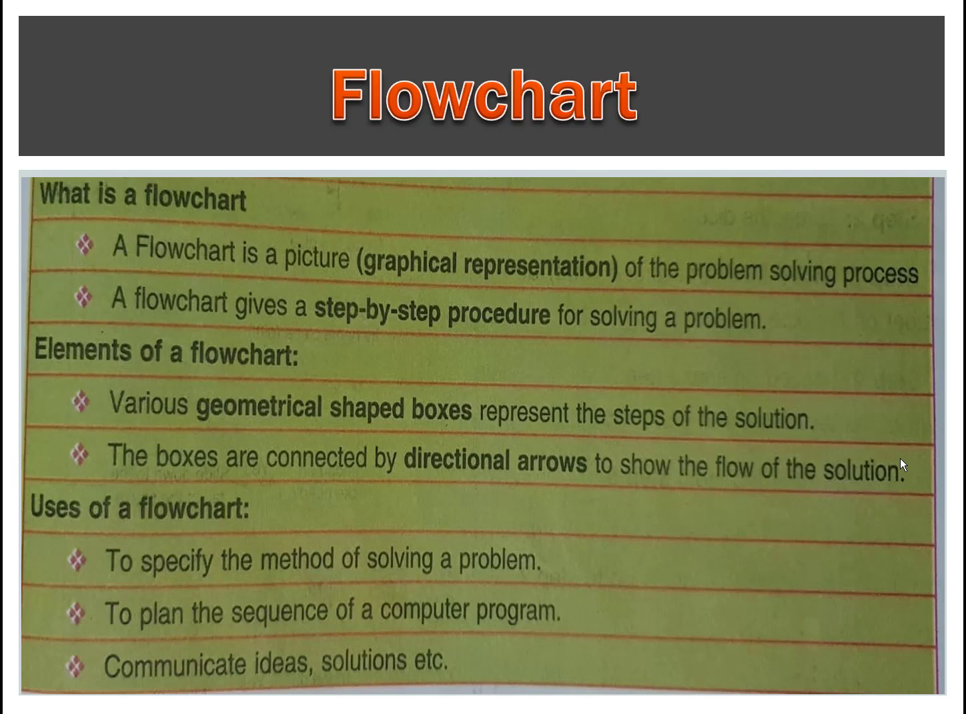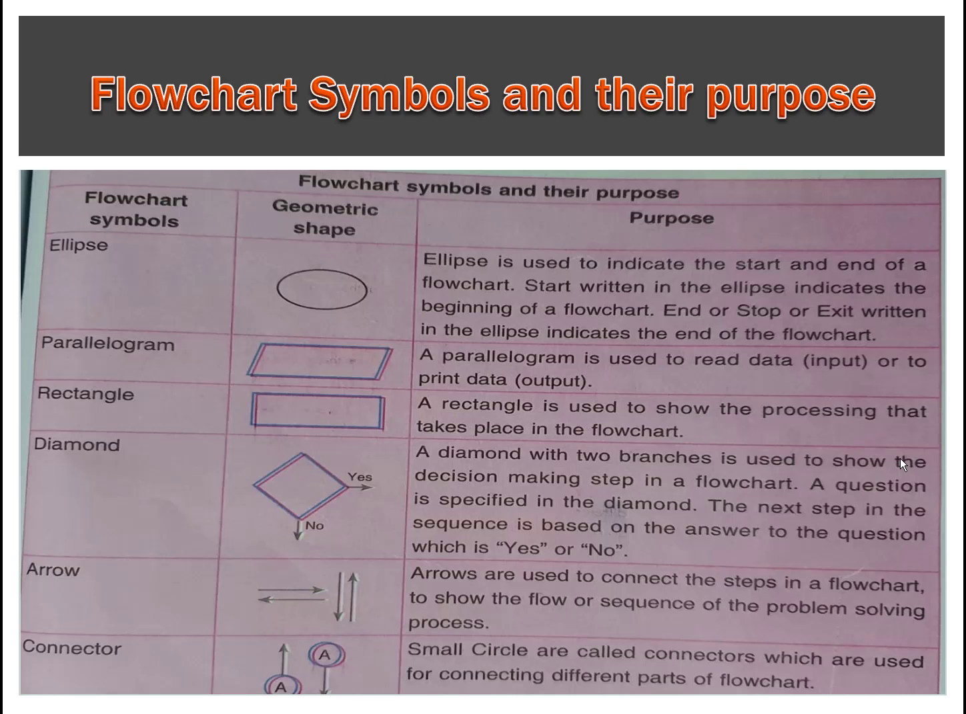Uses of a flowchart: to specify the method of solving a problem, to plan the sequence of a computer program, communicate ideas, solutions, etc. Flowchart symbols and their purpose. First is ellipse. Ellipse is used to indicate the start and end of a flowchart. Start, written in the ellipse, indicates the beginning of a flowchart. End or stop or exit, written in the ellipse, indicates the end of the flowchart.